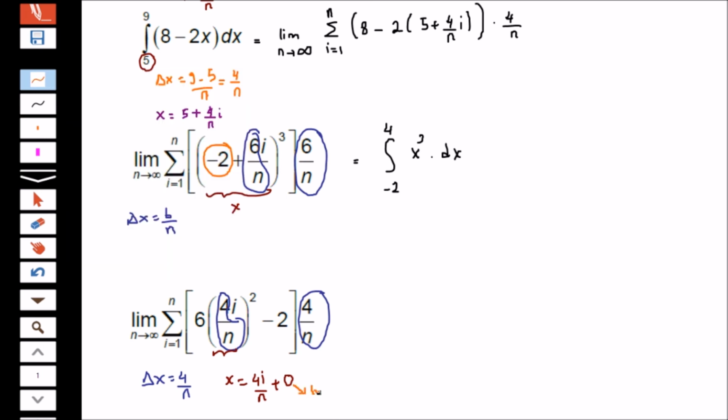This is lower bound. So the integral will start with 0. Since delta x is 4 over n, the upper bound will be 4. 6 is a coefficient. 4i over n is the x value, x squared, and minus 2 is a constant value. You will write dx instead of 4 over n.